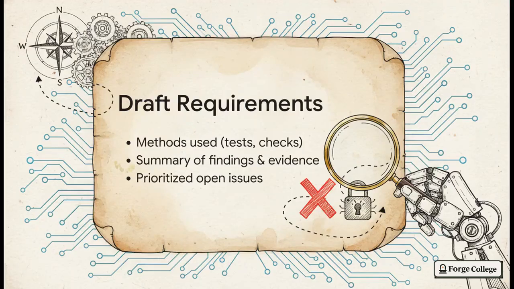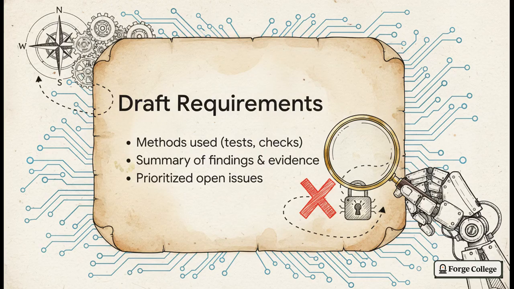Now, we need to write the static analysis draft document, and this draft has 3 mandatory sections. First up, the methods used, meaning, did we use unit tests, integration tests, or manual checks? Second, a summary of findings, detailing the guards that passed and any warnings we observed. And third, prioritized open issues.